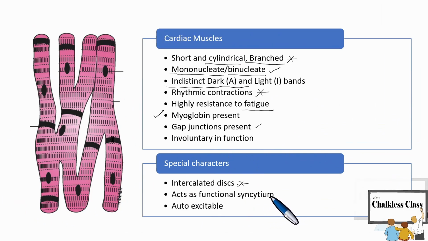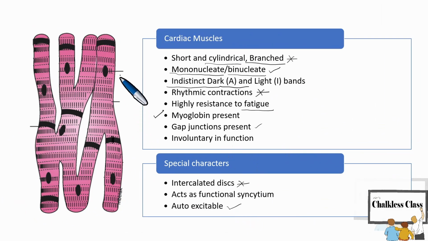Functional syncytium means even though they are different cells, isolated from one another, these contract or relax at a time because of exchange of ions between two sarcocytes. So, cardiac muscles act as a functional syncytium. And one more important character of these muscles is that these are auto-excitable.